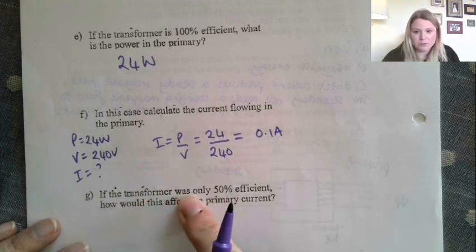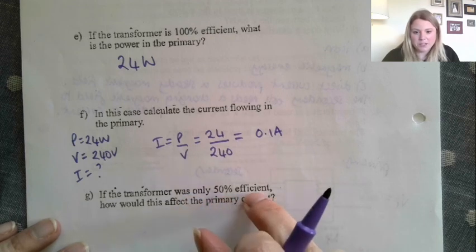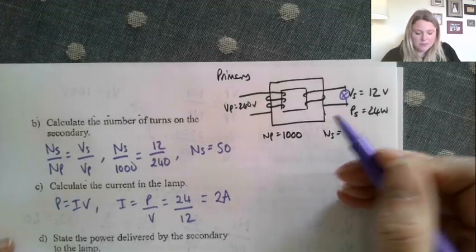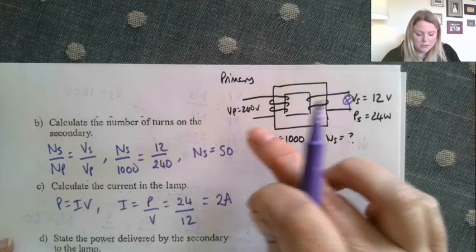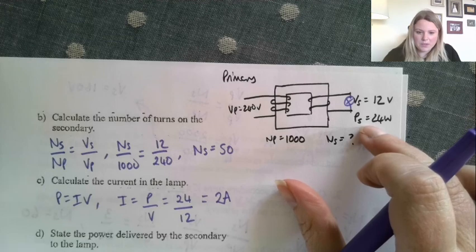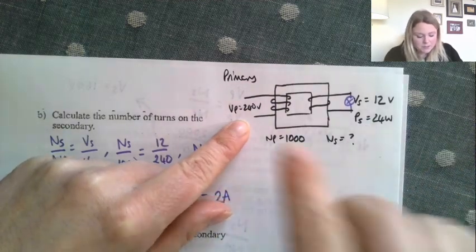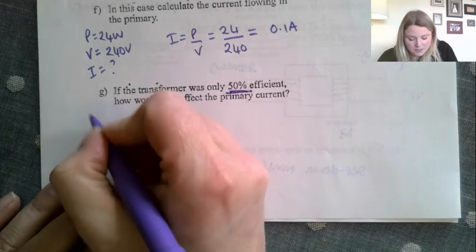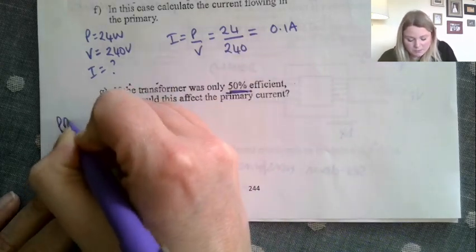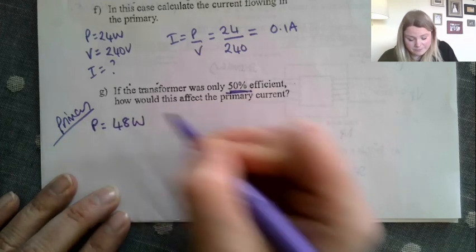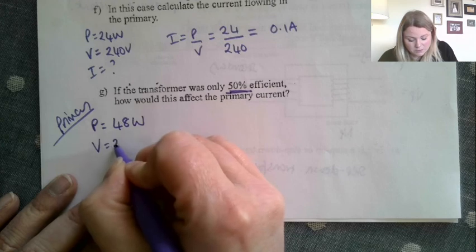So if the transformer was only 50% efficient, how would this affect the primary current? If it was only 50% efficient, that would mean you would have lost half of your power going from the primary into the secondary. So the power here would have been 48 watts, because that's double this 24. So my power in my primary would have been 48 watts, and my voltage is still 240.